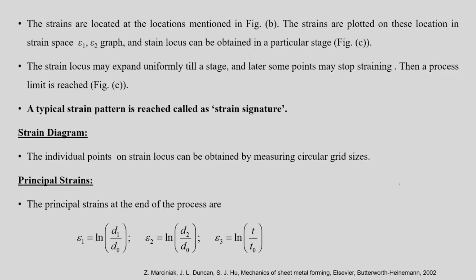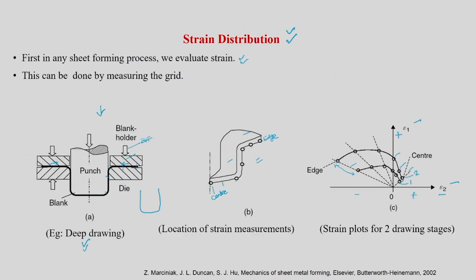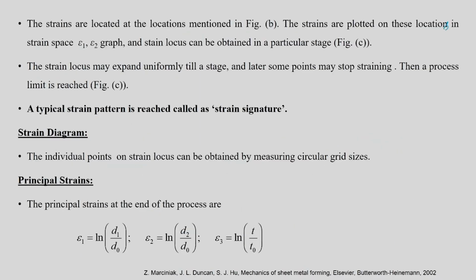Okay. So I just summarized whatever I have discussed with you here. The strains are located at locations mentioned in figure B. The strains are plotted on these locations, in strain space epsilon 1 and 2 graph, and strain locus can be obtained in a particular stage. So this is called as one strain locus. This is called as another strain locus. Same location, 2 different stages. You can also have third stage, which could be something like this. So fourth stage, fifth stage, something like that, until you have a full cup form.